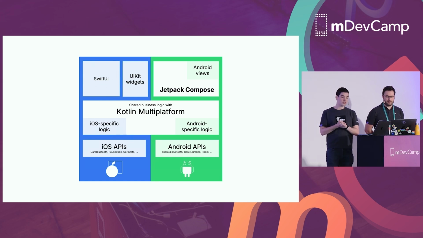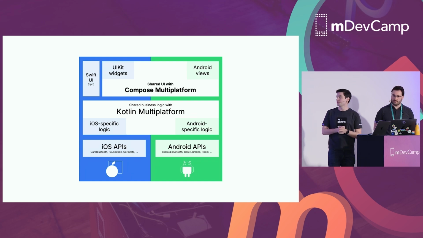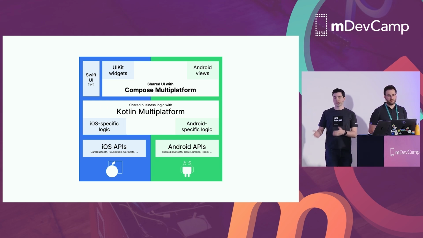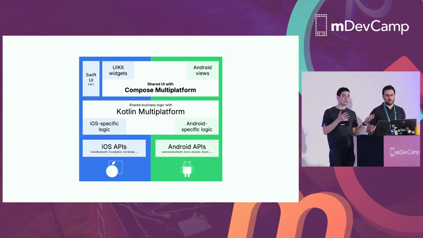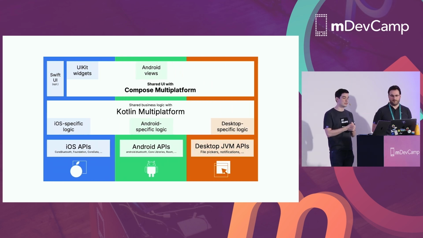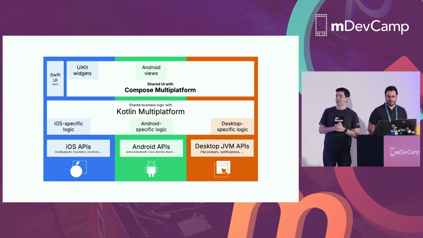So if we add Compose Multiplatform to this diagram that we had before, we can actually also have a shared UI layer like this, so that we write the UI once as well. And it's important to note that this is not an all or nothing proposition either. You get to choose which parts of your UI you want to share with Compose Multiplatform, and you can also interop with the native views of each platform if you wish. And because we're not just targeting iOS and Android with Kotlin Multiplatform and with Compose Multiplatform, you can also fairly easily add additional targets at this point. For example, if you also wanted to build a desktop application, you could share essentially the same code there as well.